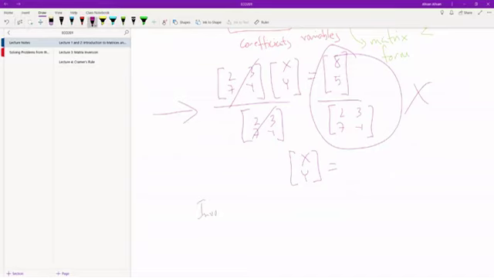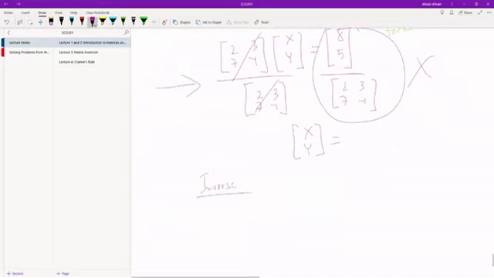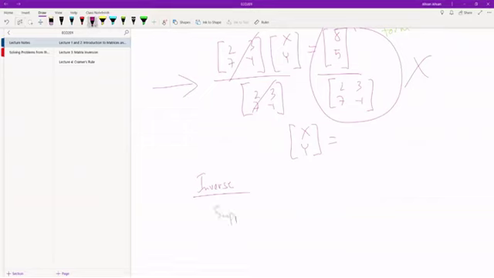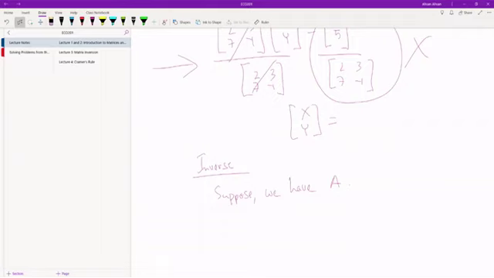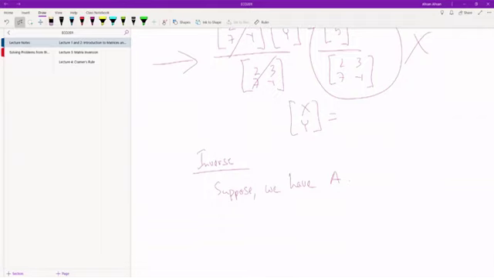Back to inverse. So suppose we have matrix A. If we have matrix B such that B times A is equal to an identity matrix, or A times B is equal to identity matrix, I can just put them together and write AB equals BA equals I.